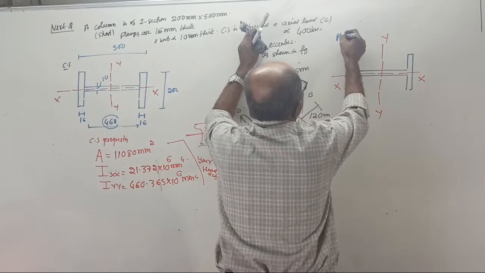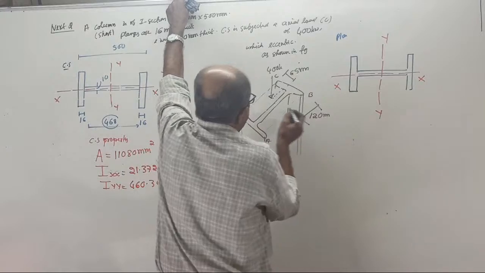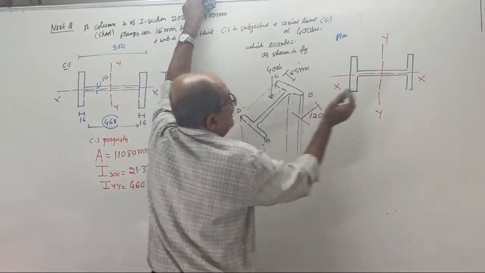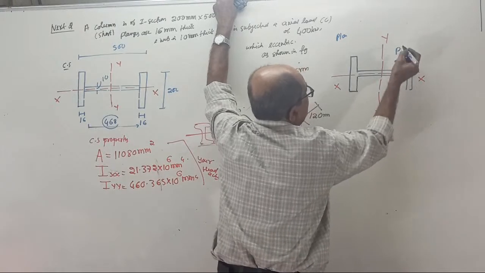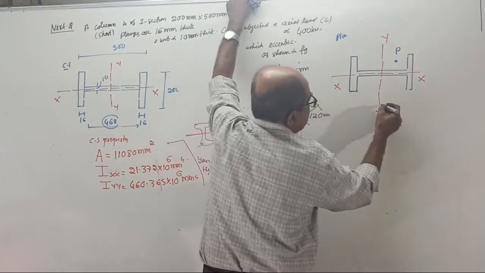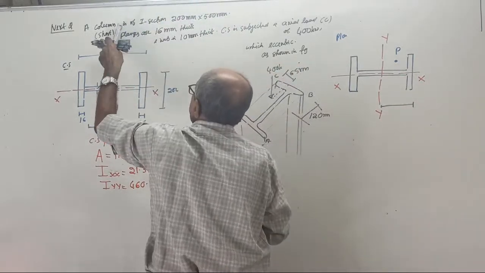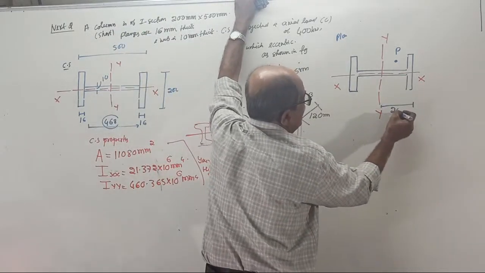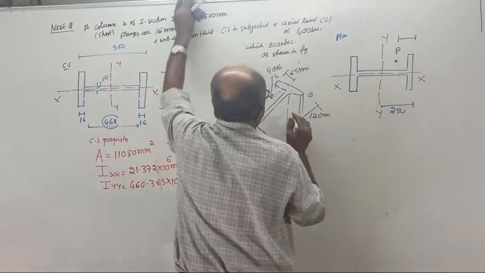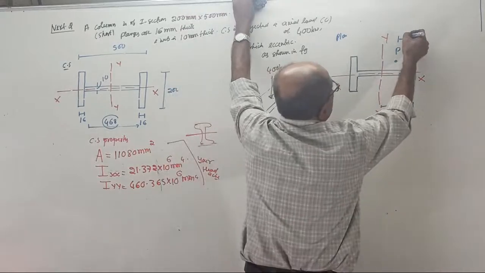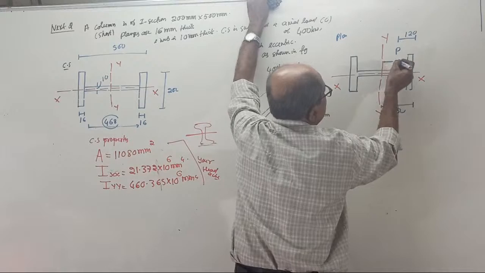This is a plan. In the plan, the load is acting perpendicular. See, the load is acting somewhere here. This is where P is acting. See, this distance, how much I told? 500 means 250 millimeter. Whereas in the question they told this distance as how much? 120 millimeter.